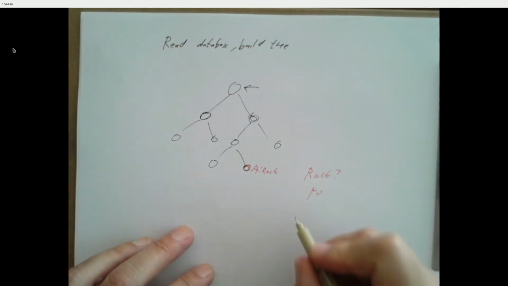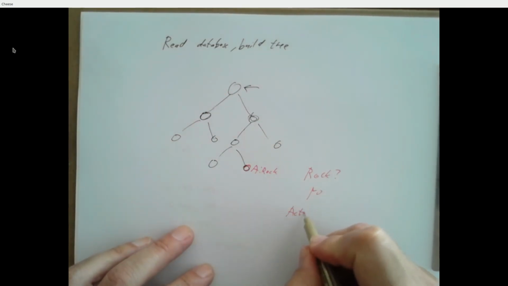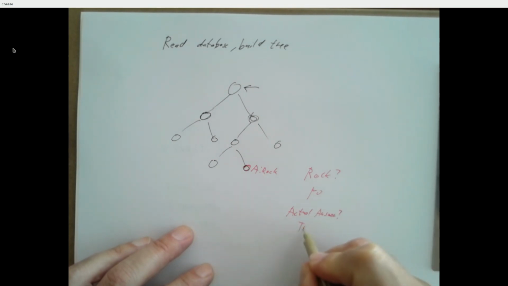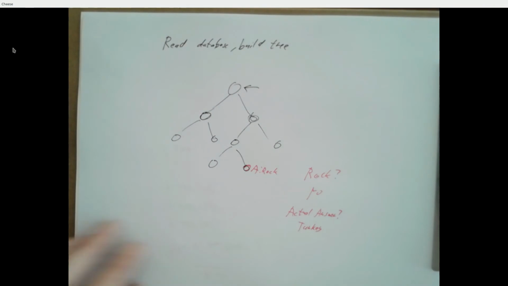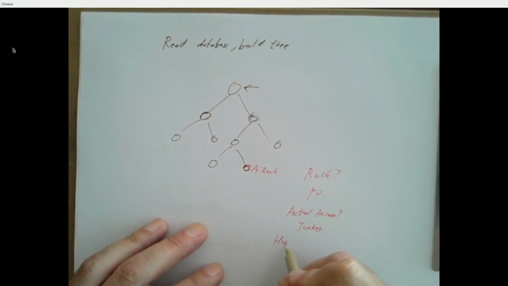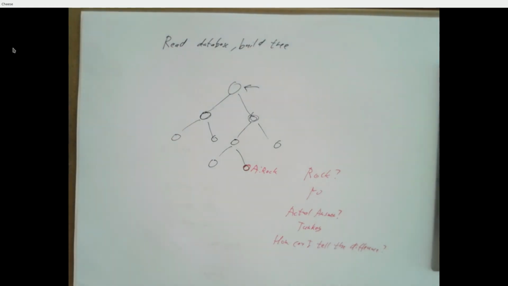Okay, so the actual answer was a turkey. How can I tell the difference? Give me a question for which a rock would have a yes answer and a turkey would have a no answer. Okay, can you eat it?